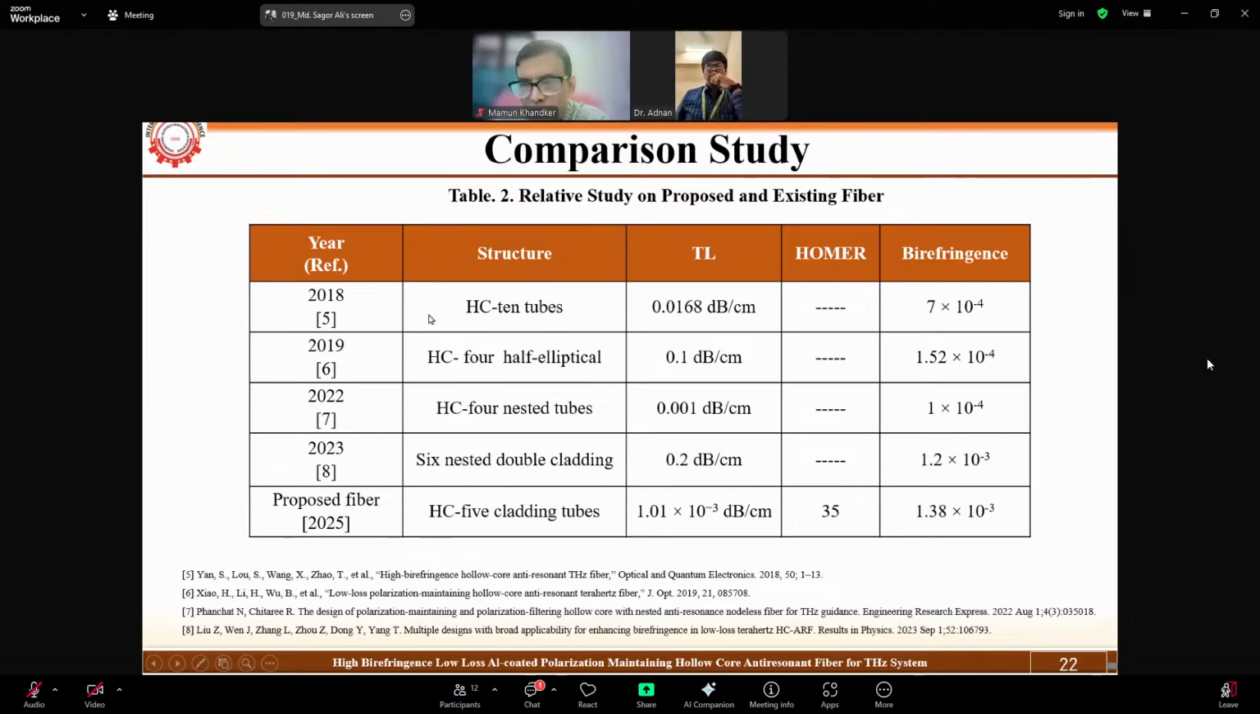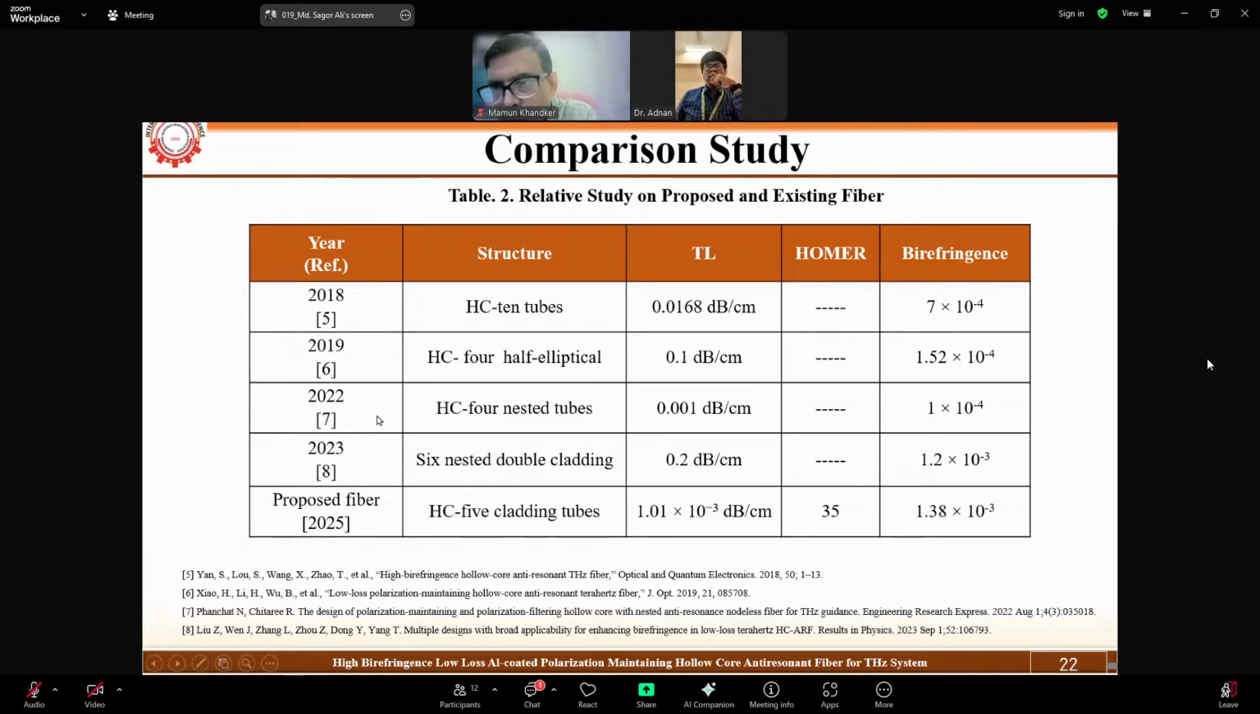2018, in the paper published, the structure is hollow core with 10 tubes, and in this paper we can obtain a loss of 0.168 dB per centimeter, and in this paper no HOMER, and in this paper the birefringence value is 7 × 10^-4.